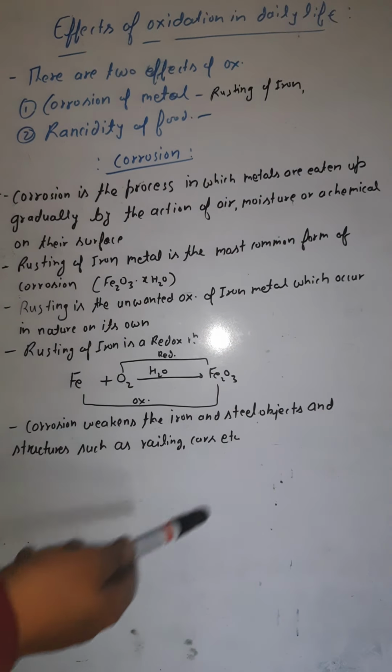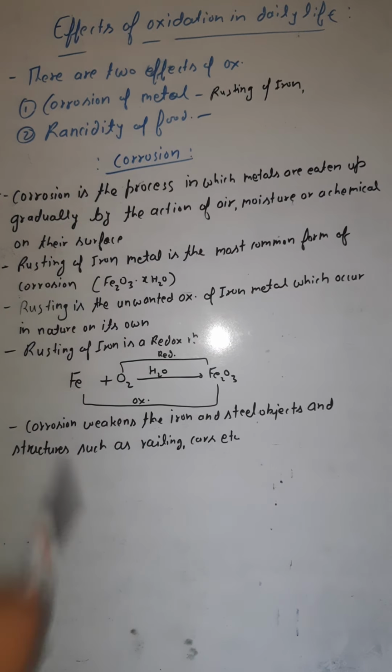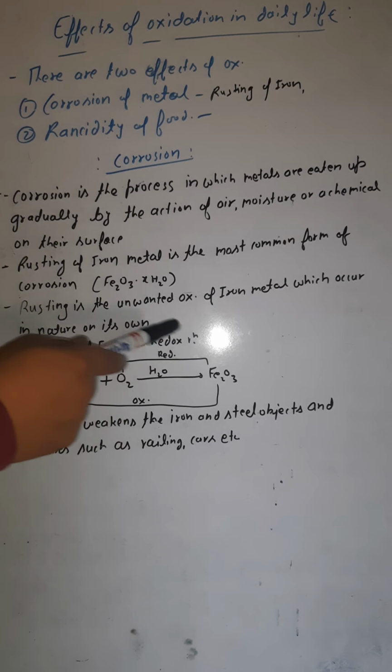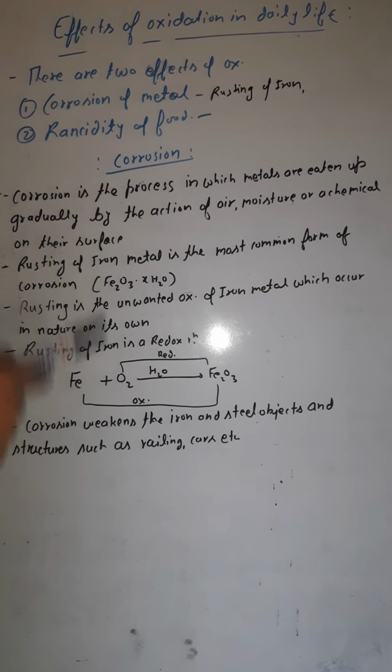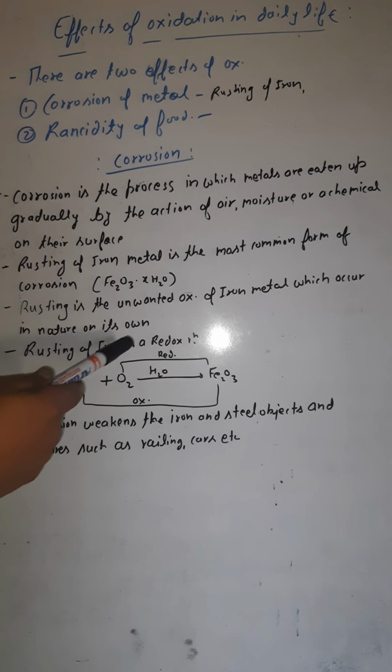Unwanted oxidation of iron metals, which occurs on its own in nature. The rusting of iron is not only oxidation, it is also a redox reaction. So reduction also takes place here. So rusting of iron is a redox reaction.